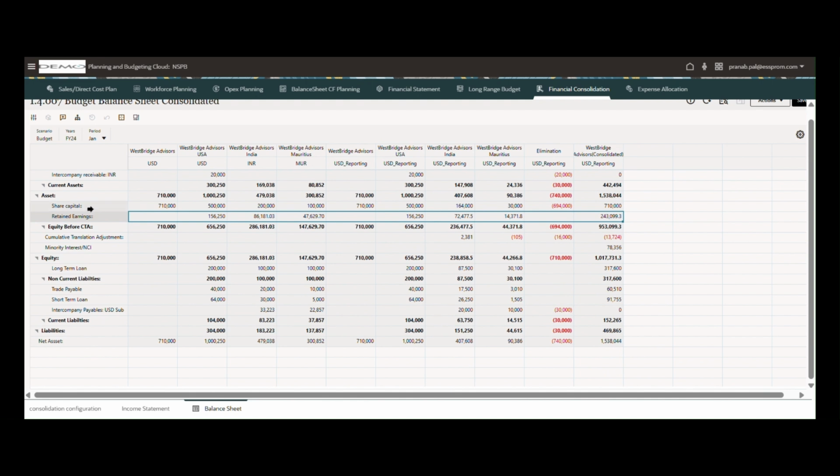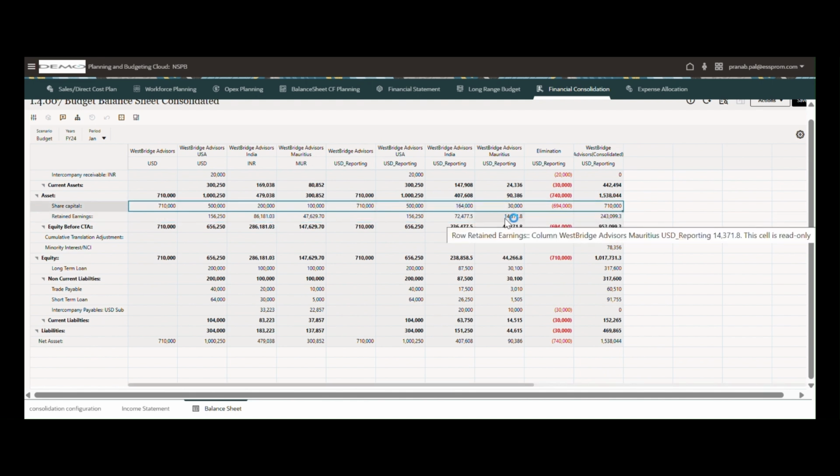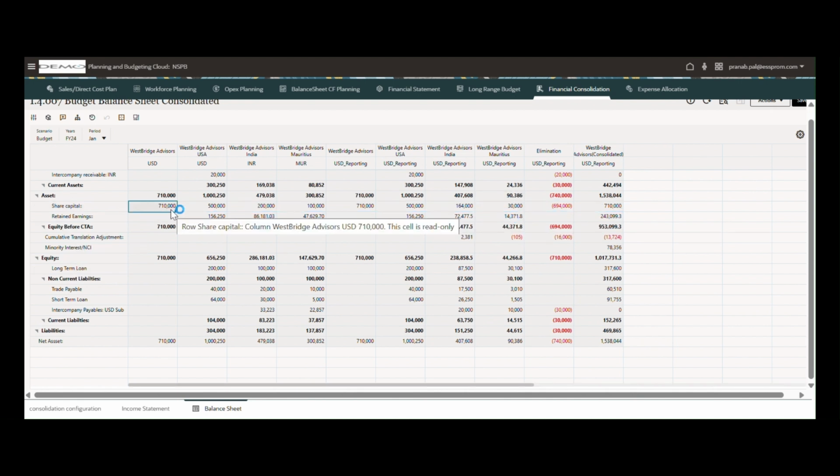The currency translations for share capital and retained earnings are happening based on the historical rates. After the amounts in local currency have been converted to its reporting currency, the sum of all the subsidiaries except the holding company is eliminated by its negative amount to neglect its impact on the total level, to give the same amount of share capital in the consolidated level as you have for the holding company.